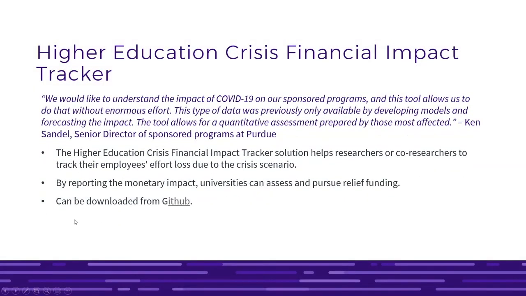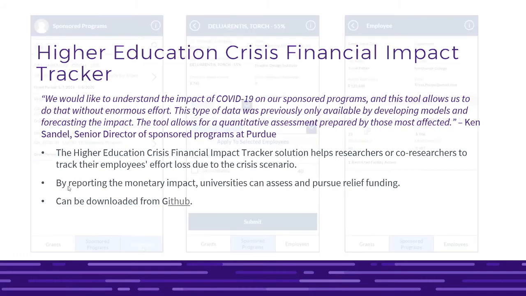The first one is the Higher Education Crisis Financial Impact Tracker. This was actually a solution which was created and rolled out, and I believe Purdue is currently using this. This was built as a way for higher education institutions to be able to track their effort lost due to COVID, and use that to apply for relief. So this solution is available. It's a free download. It can be downloaded and installed by any organization. There might be some additional licenses involved based on how it's configured and how it's used, but it's a free solution to download and install. And I'll share some example screenshots of how it works.